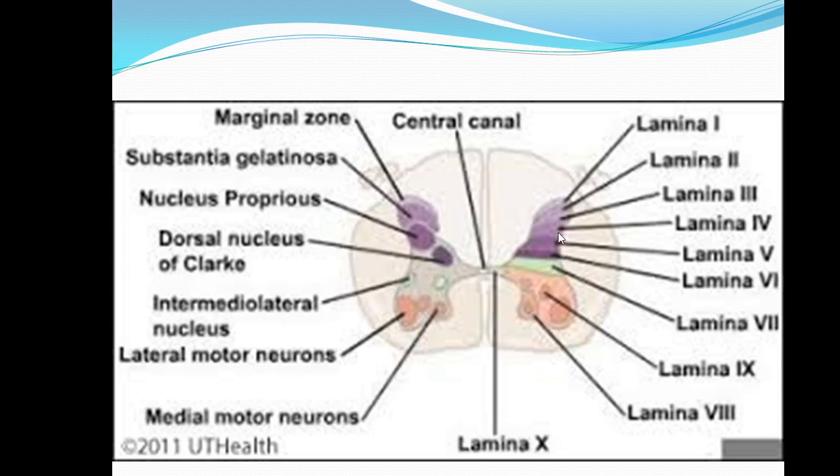Here on the right side, you can see another way of classification, that is in the form of laminae. Ten laminae have been demarcated in the gray matter.